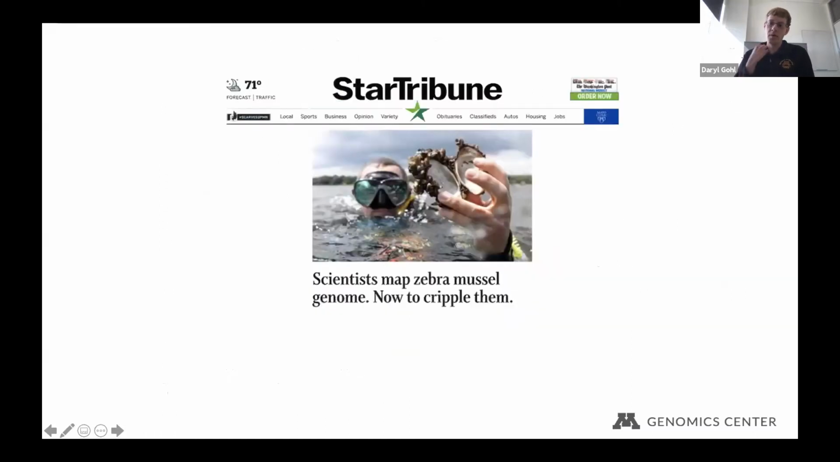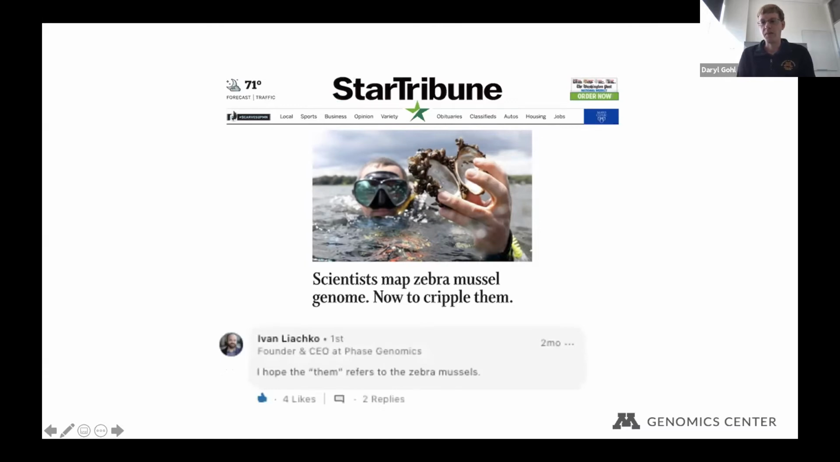And when we reported this work in 2019, and this was the headline in the Star Tribune, it caused a little bit of consternation among the team because of some ambiguous wording. But this was really the goal of the project, to take this information in the genome and then start to apply it to identify genetic weaknesses and ways that we could potentially use this information for biocontrol efforts in the future.